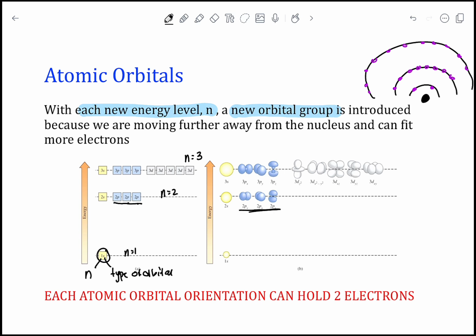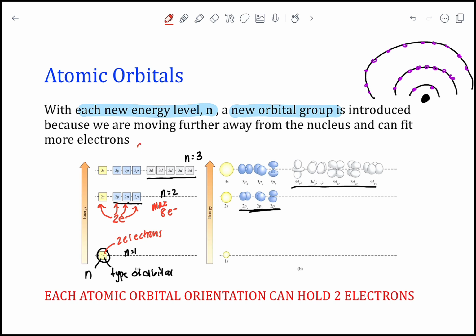Then when we go up to n equals 3, that's when we introduce our d orbitals, because now there's even more room that we can fit all 5 of those orientations in space, because we need to accommodate more electrons. And it's really important to remember that each orientation holds 2 electrons. So I'm going to write this in red. Here we're going to have 2 electrons. But then when we go up to n equals 2, I now have 2 electrons in 1, 2, 3, 4 orientations, so that would be a maximum of 8 electrons in n equals 2.